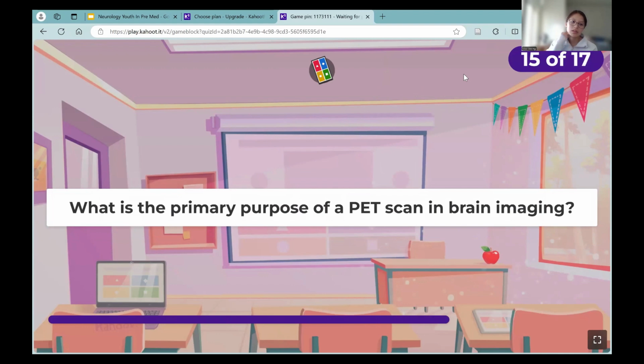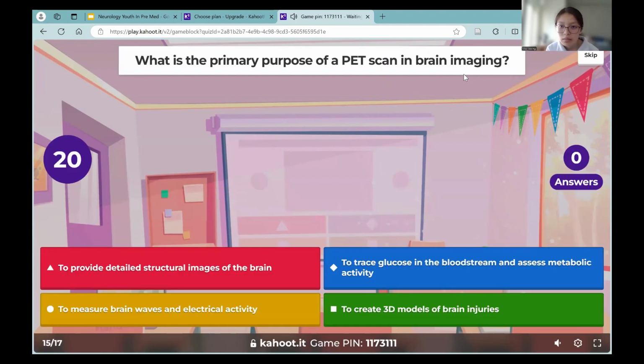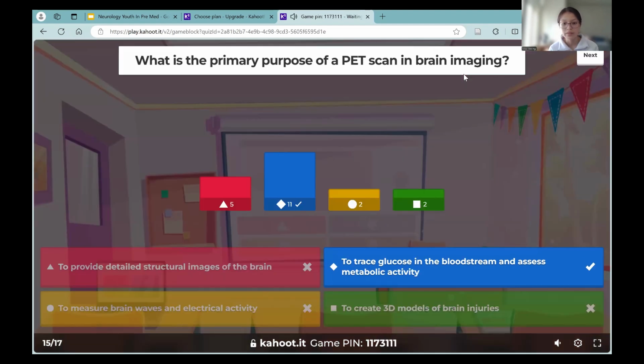Okay. And then what is the primary purpose of a PET scan in brain imaging? Okay, perfect. Yeah. So the structural images, as I said earlier, are the MRI and CT scan, and brainwaves are the EEG. So for the PET scan, they trace glucose in the bloodstream to look at metabolic activity.